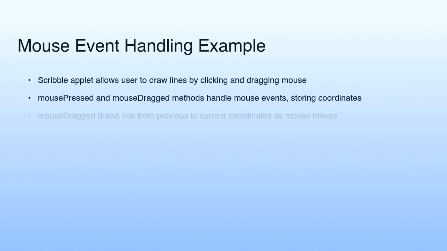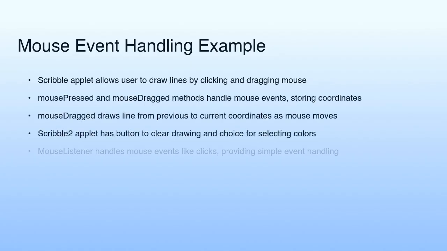A practical example is the Scribble applet, where the mouse pressed and mouse dragged methods handle mouse events, allowing users to draw lines by clicking and dragging the mouse.